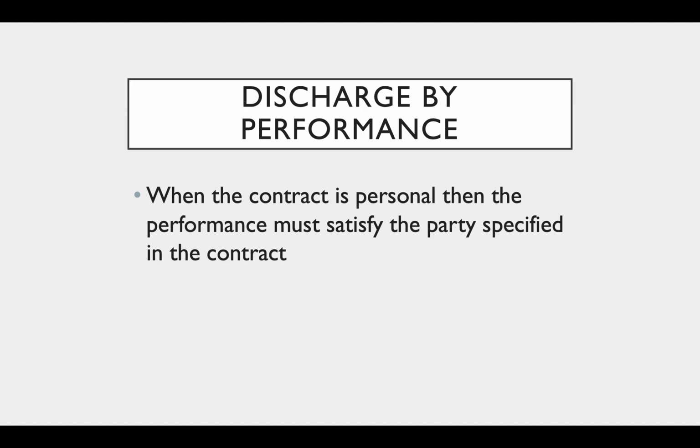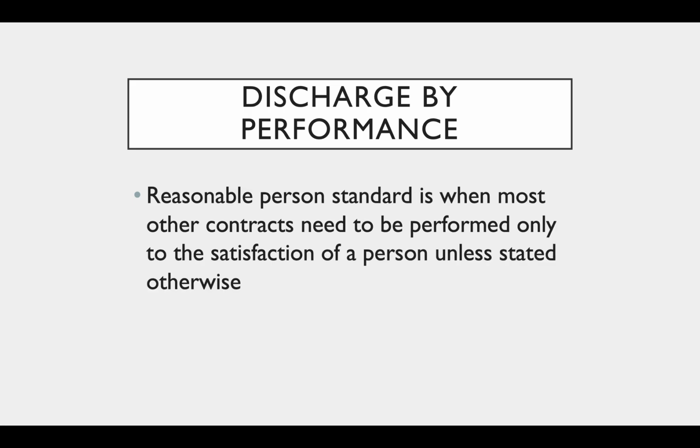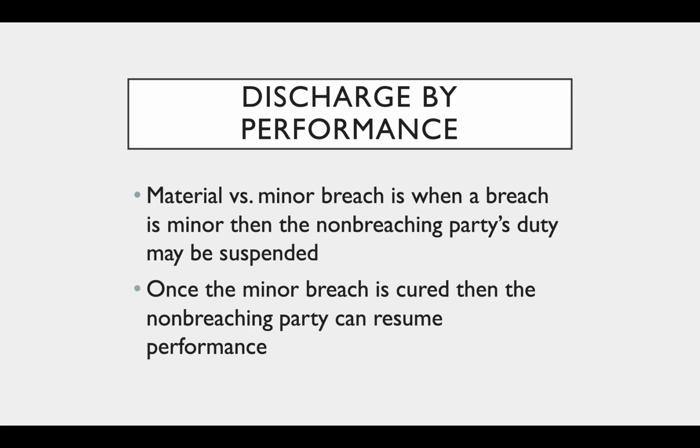When the contract is personal, then the performance must satisfy the party specified in the contract. Reasonable person standard is when most other contracts need to be performed only to the satisfaction of a reasonable person unless stated otherwise. Material versus minor breach: when a breach is minor, then the non-breaching party's duty may be suspended. Once the minor breach is cured, then the non-breaching party can resume performance.